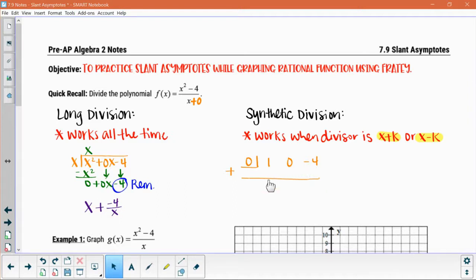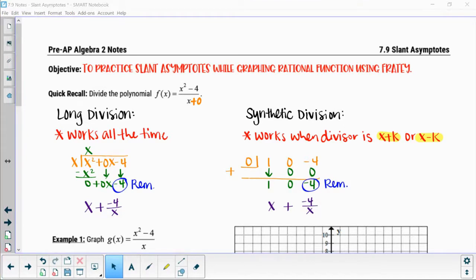First thing you do is bring down your first number. So I bring down my 1, multiply it by the box. So 0 times 1 is 0. Add these two things together, which gives me 0. 0 times 0 gives me another 0. Add these two things together, I get negative 4. The last number in your synthetic division is always going to be your remainder. So because I'm doing the same problem, I do end up with the same answer.